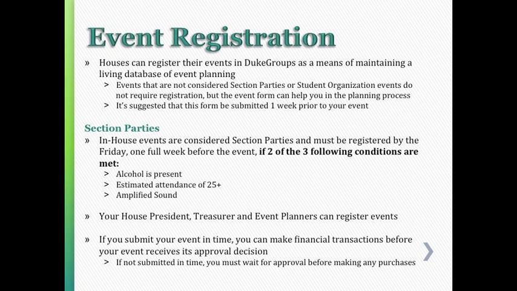The second type of events are section parties, and they must be registered by the Friday, one full week before the event, if two of the following three conditions are met. Alcohol is present, estimated attendance of 25 or more, amplified sound. Your house president, treasurer, and event planners can register these types of events.